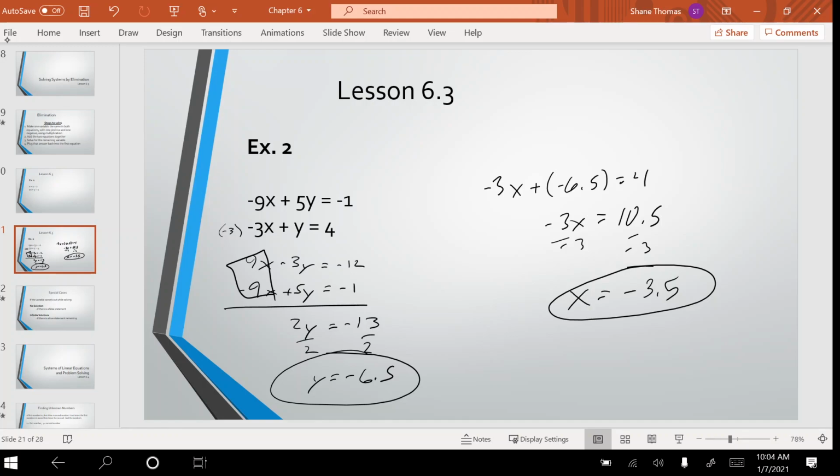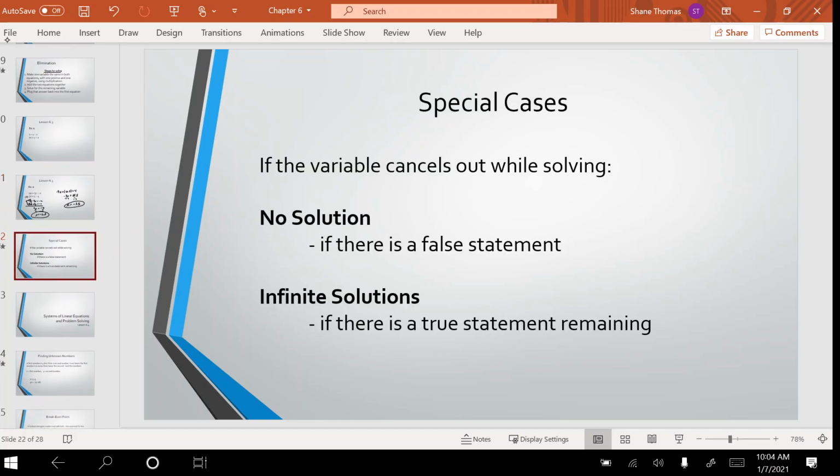All right, so the big thing I want to do, let's look at, oh, here's the one. If the variables cancel out and it's a false statement, so if you end up with something like 3 equals 4, that'd be no solution. If your x's or y's cancel out and you're left with something like 7 equals 7, then it would be infinite solutions. Good with those?